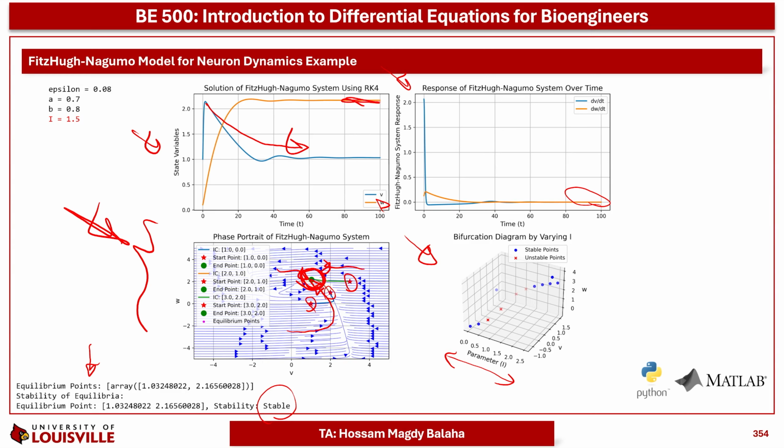Also, you can reflect that on that figure. This will be your V value here, and this will be your W value here. So now you are combining all of them together. You can conclude here that the system is going to be stable and reach these two values at the end.